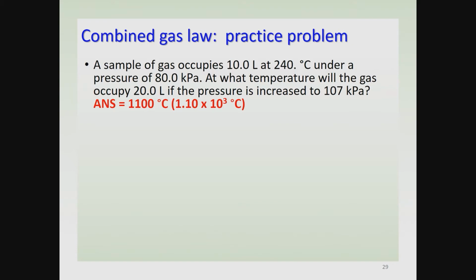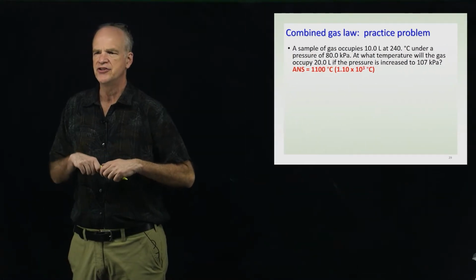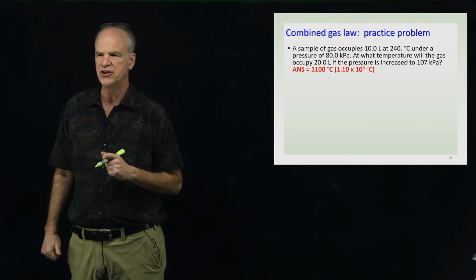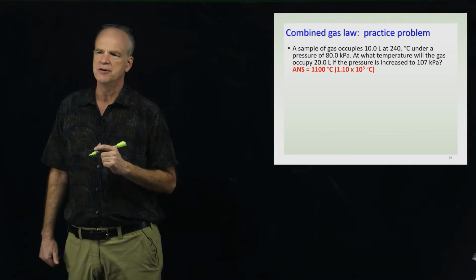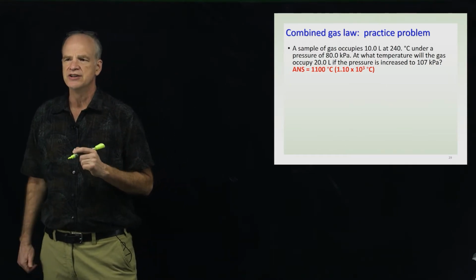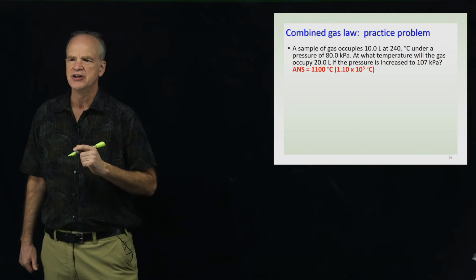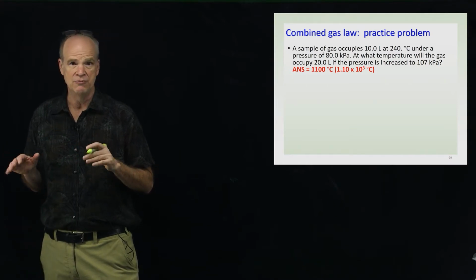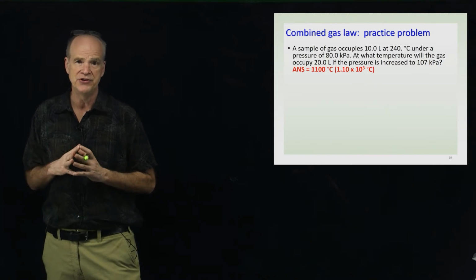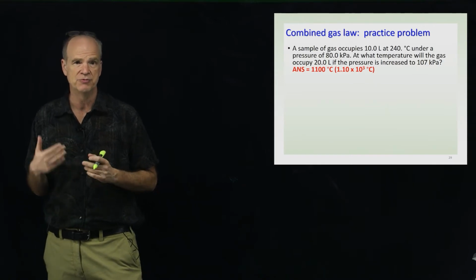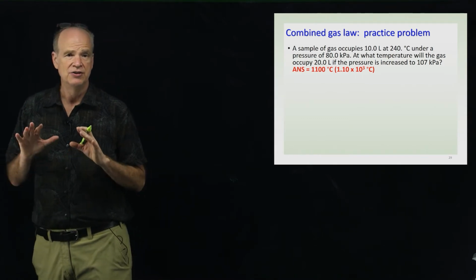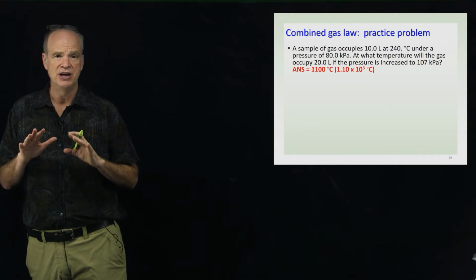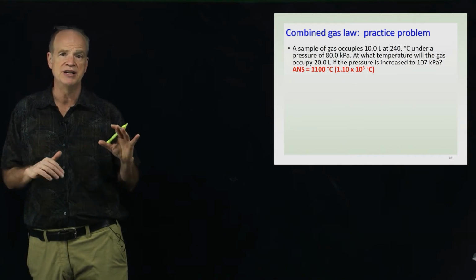Okay, so we have a gas that occupies 10 liters at 240 degrees Celsius under a pressure of 80 kilopascals. At what temperature will the gas occupy 20 liters if the pressure is increased to 107 kilopascals? Looking at this problem, we have three pieces of information, three properties, which are the volume, the temperature, and the pressure of the gas. Let's see if we can define some initial conditions and then see what we need to solve for in the new conditions.